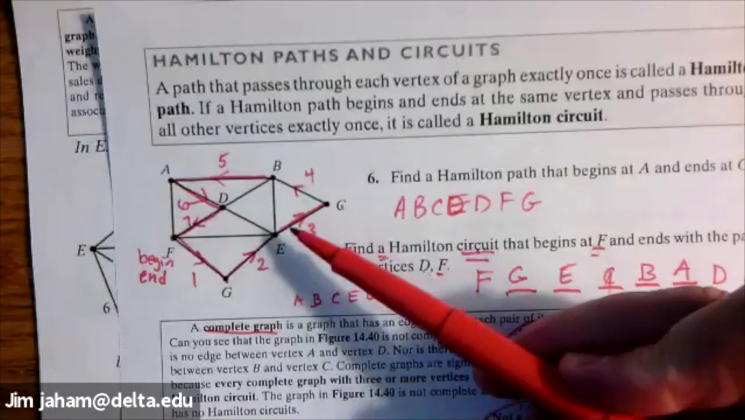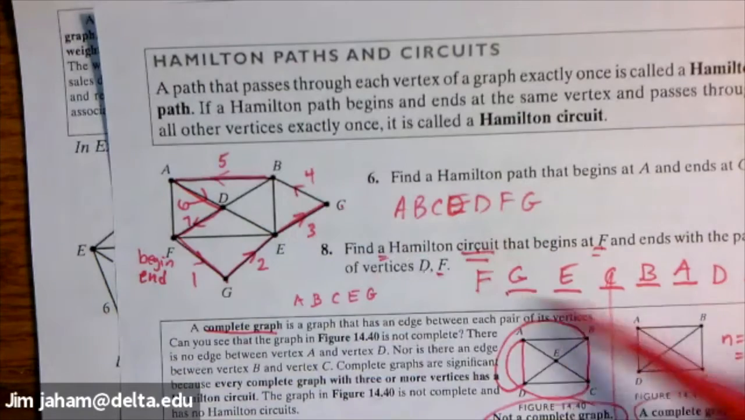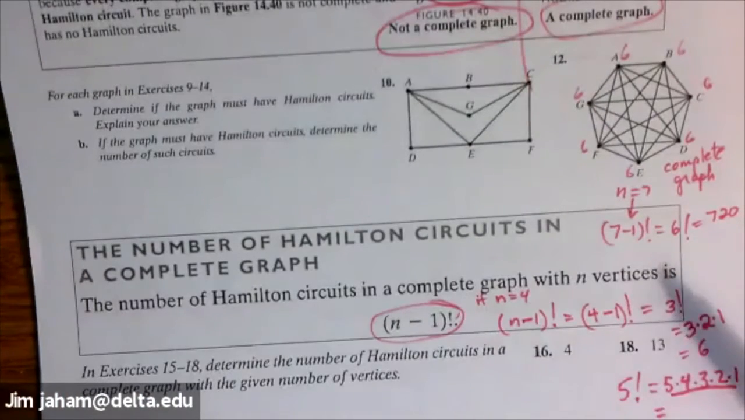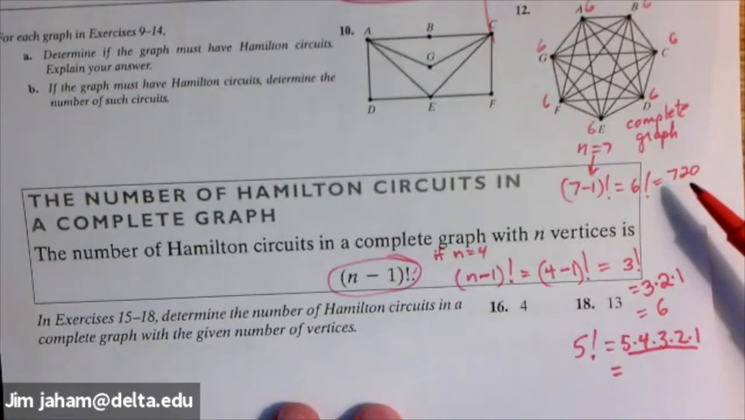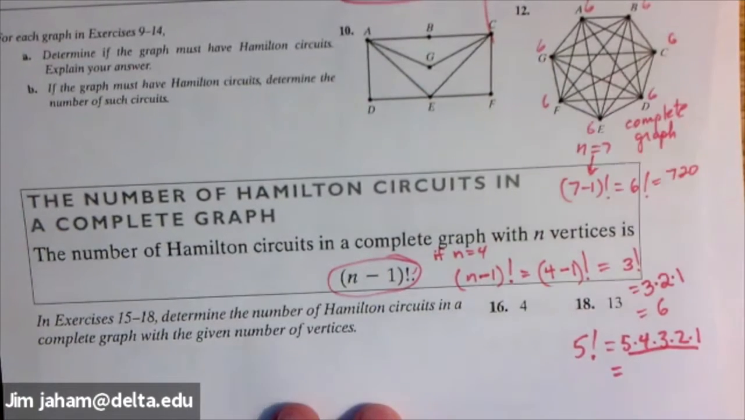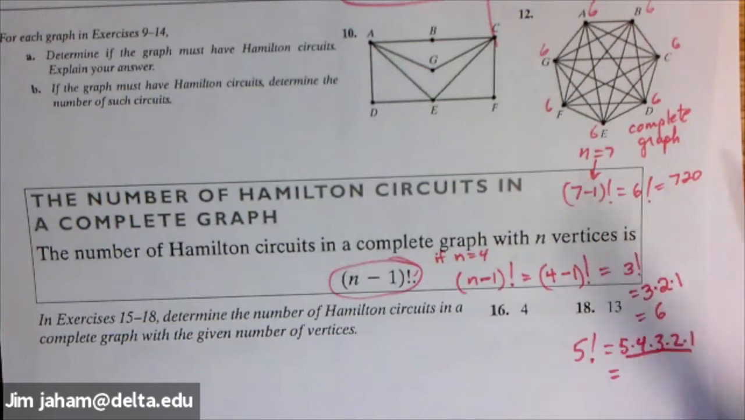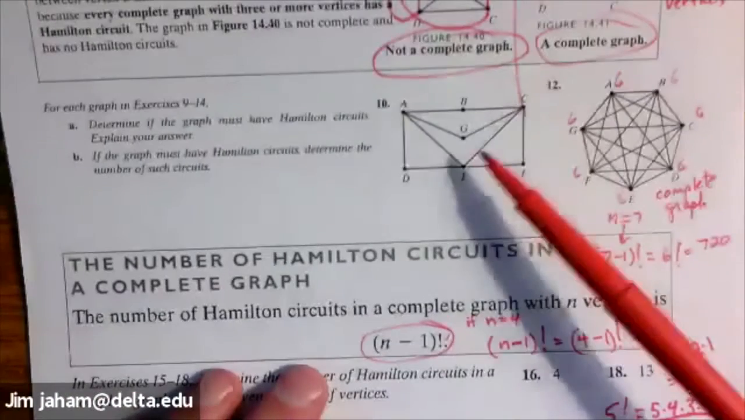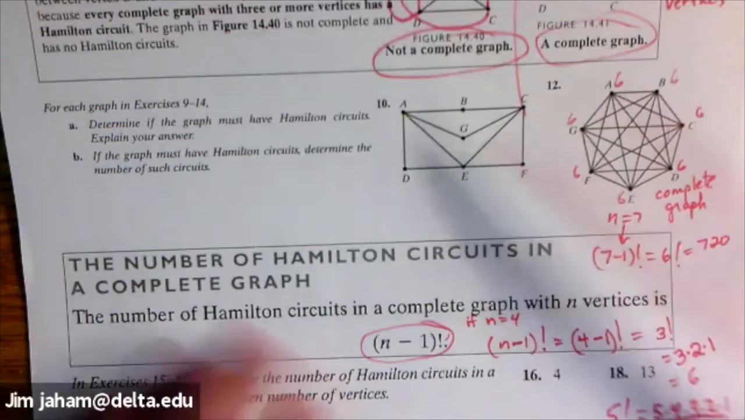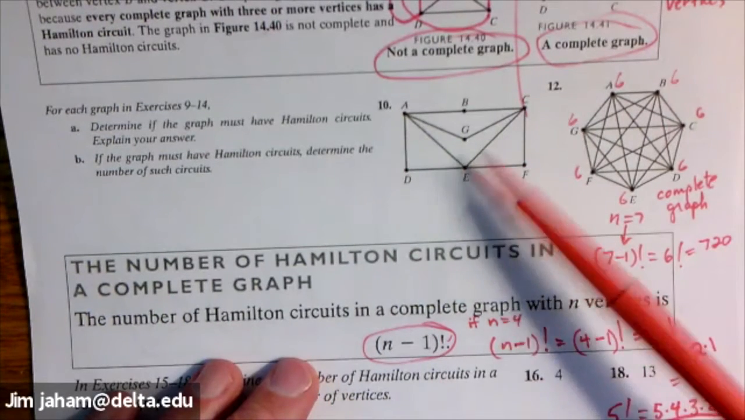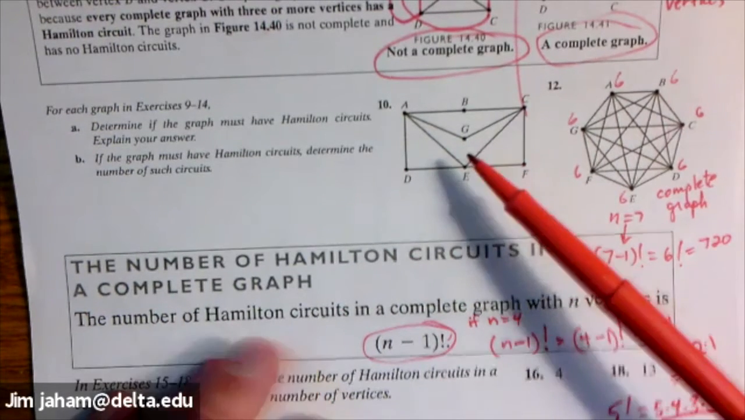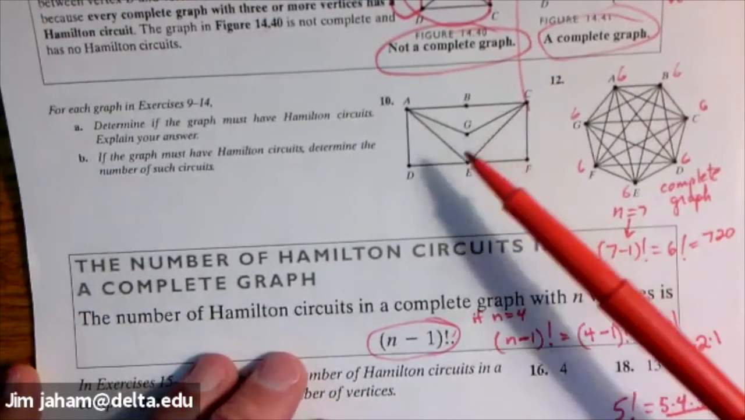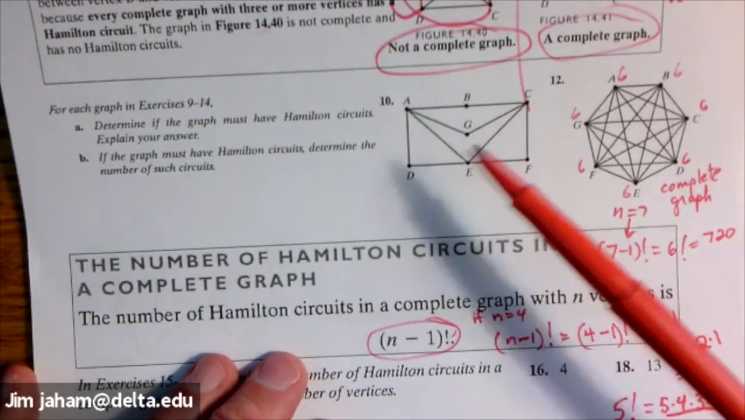So what that means is that if you wanted to list all of the Hamilton circuits, up here we found just one. If you wanted to find all of them, there would be 720 different Hamiltonian circuits in this graph. And I think this one, there turns out to be none. But the theorem only guarantees that, I mean, we're not guaranteed one because it's not a complete graph.